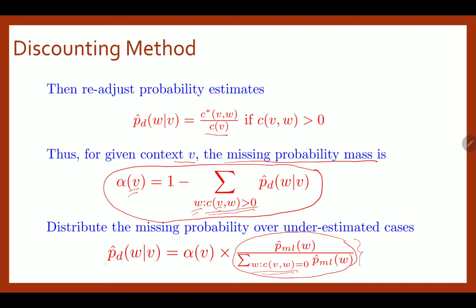If you sum over all those where the count is 0, this part alpha V will come out as a common factor, and this will give us 1. So all of them together will only be the alpha V, and if you add it with all of this, it is going to give you the value 1. So that's what the discounting method does.